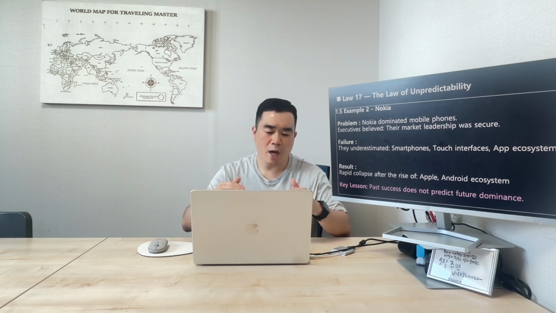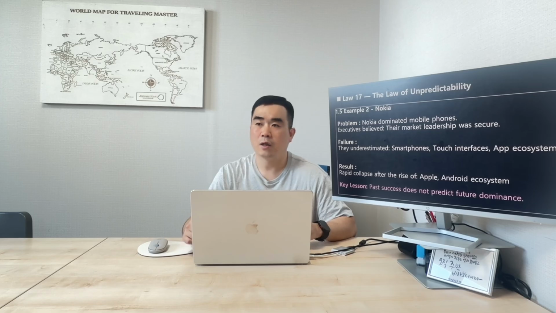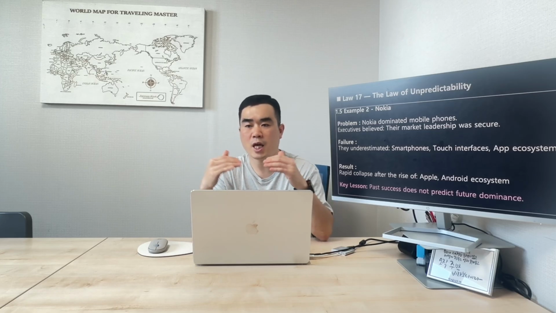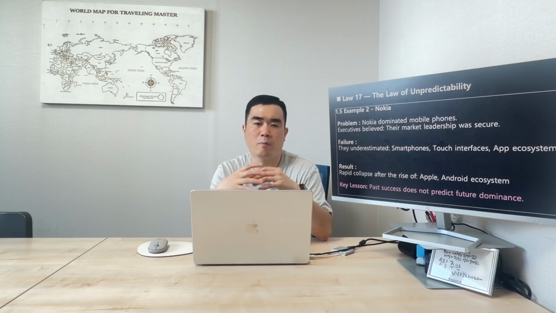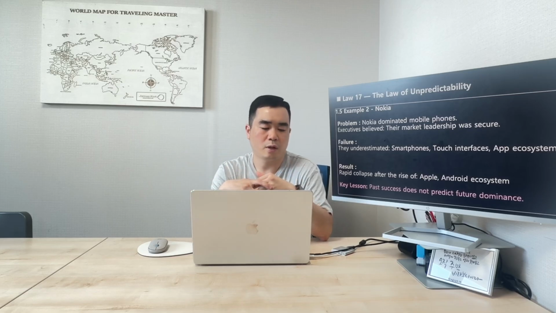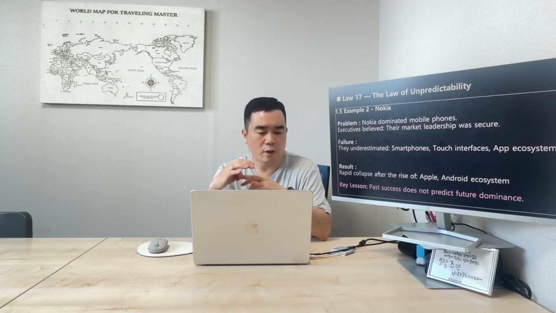They underestimated smartphones, touch interfaces, and the app ecosystem. They predicted the mobile phone market would stay the same for the next 10 years, but the result was a rapid collapse after the rise of Apple and the Android system, especially Samsung and Apple. The lesson of Nokia is that past success does not predict future dominance.